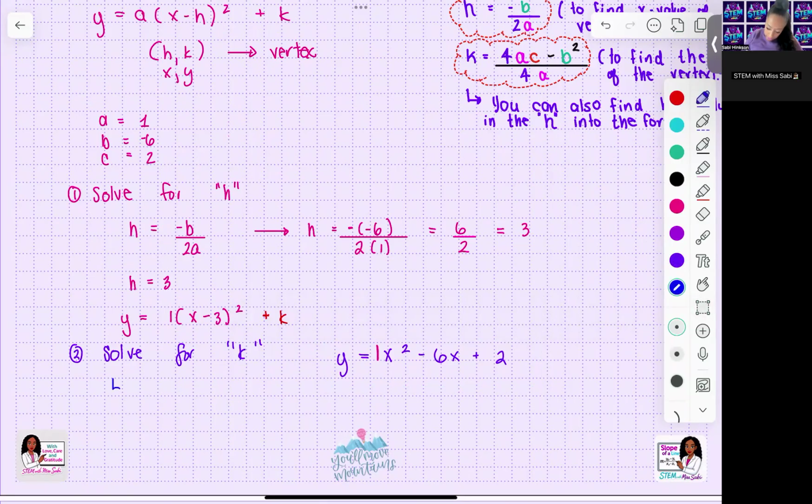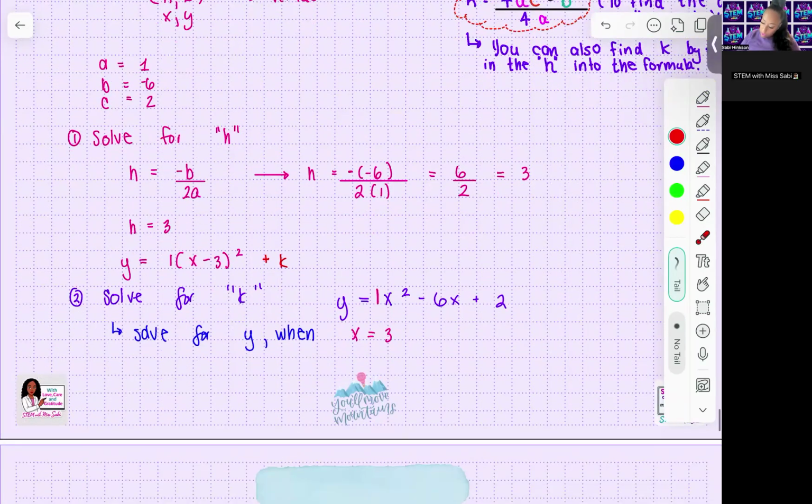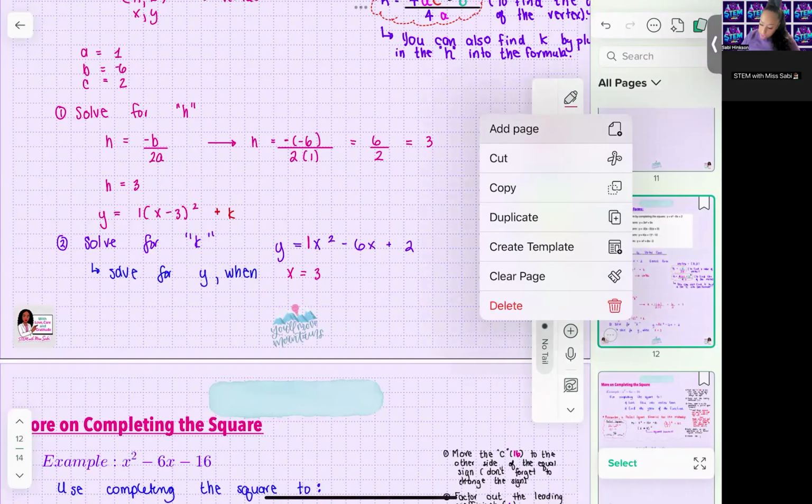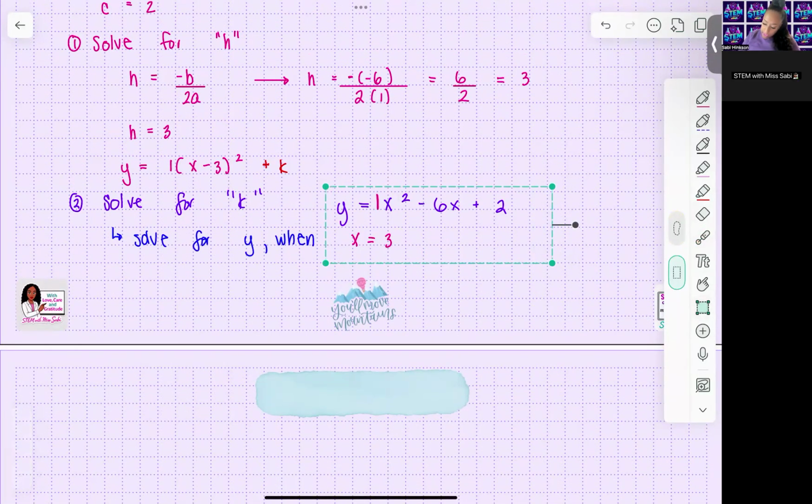So it's going to involve solving for y when x equals 3, which is the vertex, right? Because I'm trying to find the vertex, I'm trying to find the k. I already know the h. So now I'm looking for the value of y when x is equal to 3. So easy peasy lemon squeezy, you're going to substitute that in.